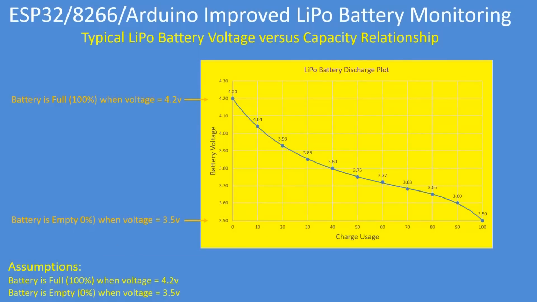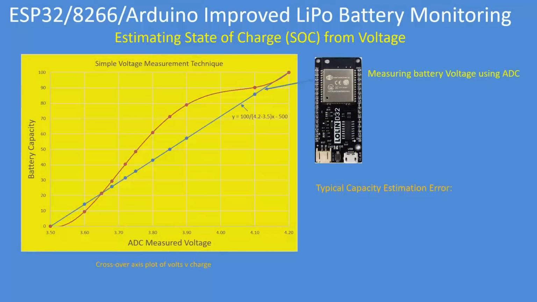LiPos have a fairly well defined voltage against charge used curve, and I've drawn it out for you. When you've used no charge, the voltage is 4.2 volts, and at 100% charge used, approximately 3.5 volts. So we can use that to our advantage in improving the estimation.